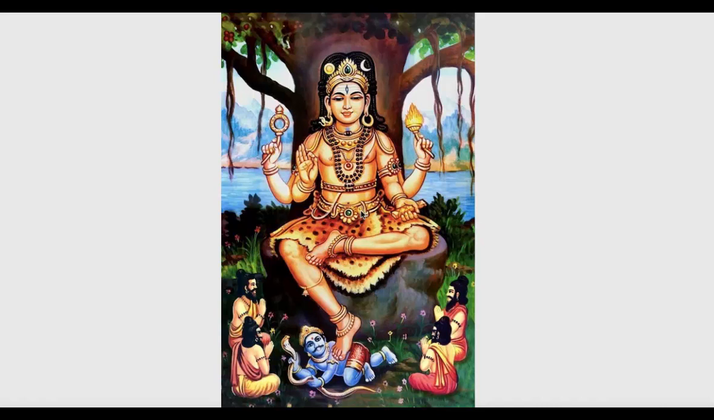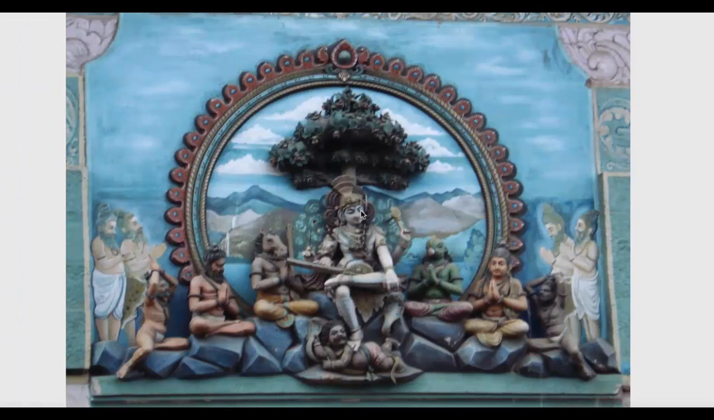Dakshinamurthy literally means one who is facing south in Sanskrit. According to another school of thought, Dakshinya means Karuna in Sanskrit or kindness. So this manifestation of Shiva is a benevolent teacher who accords wisdom to seekers of salvation.